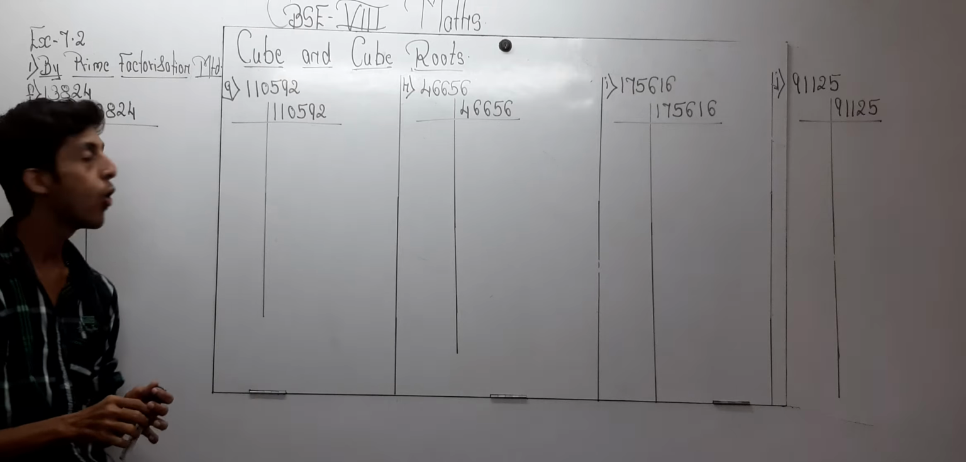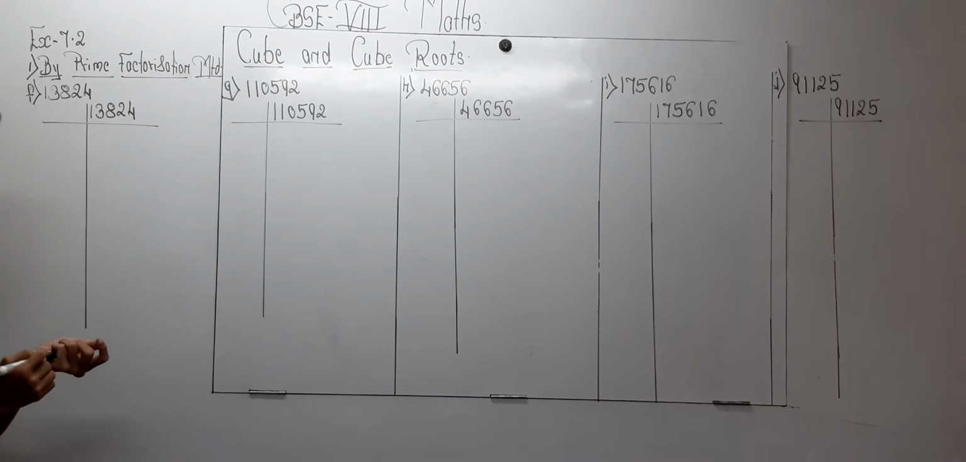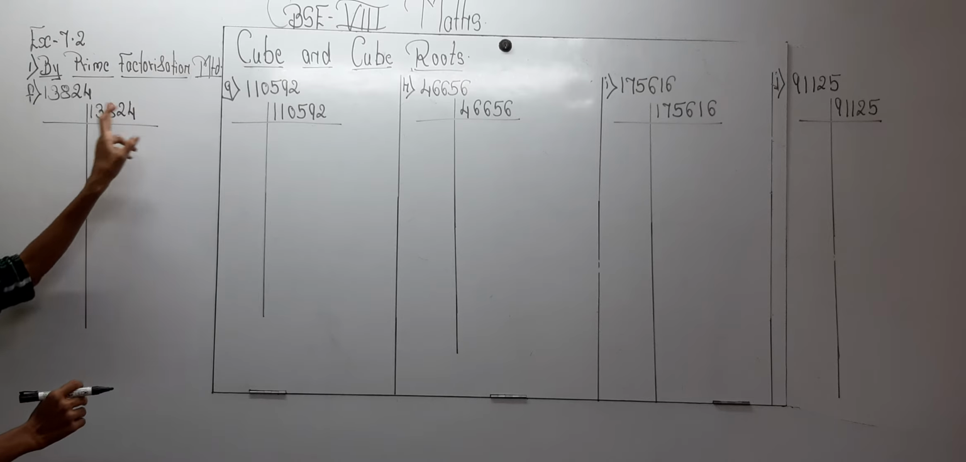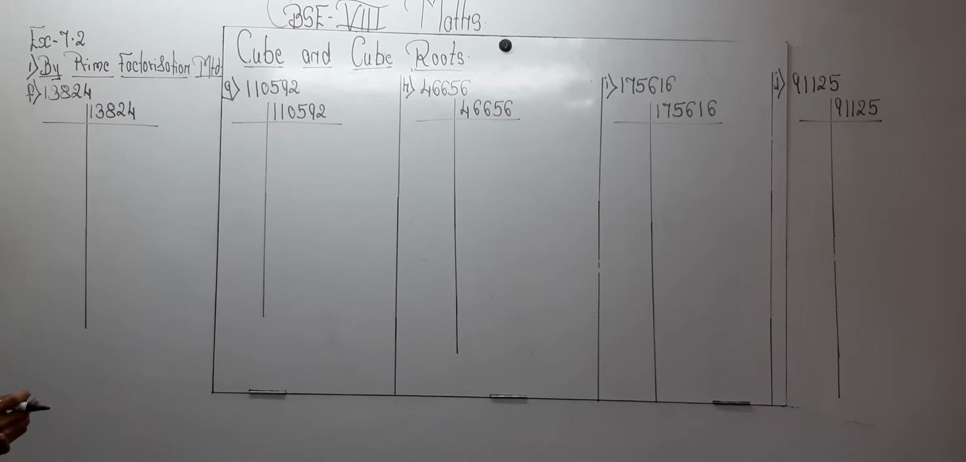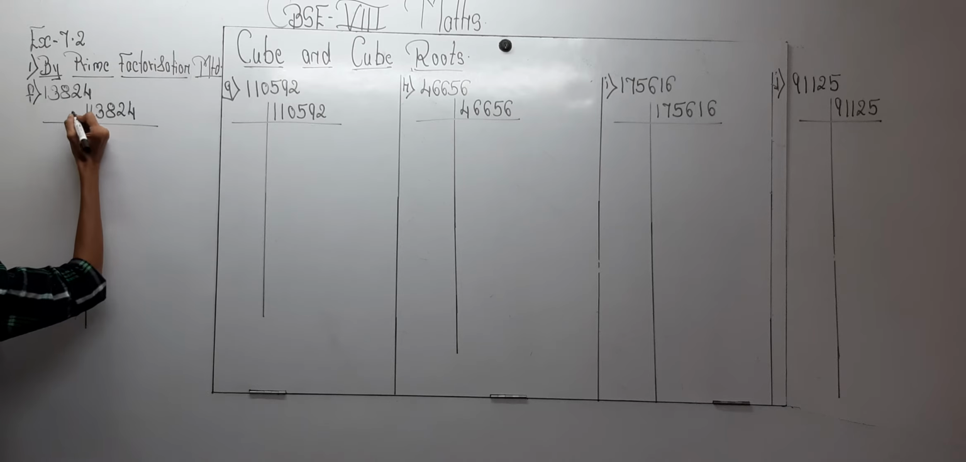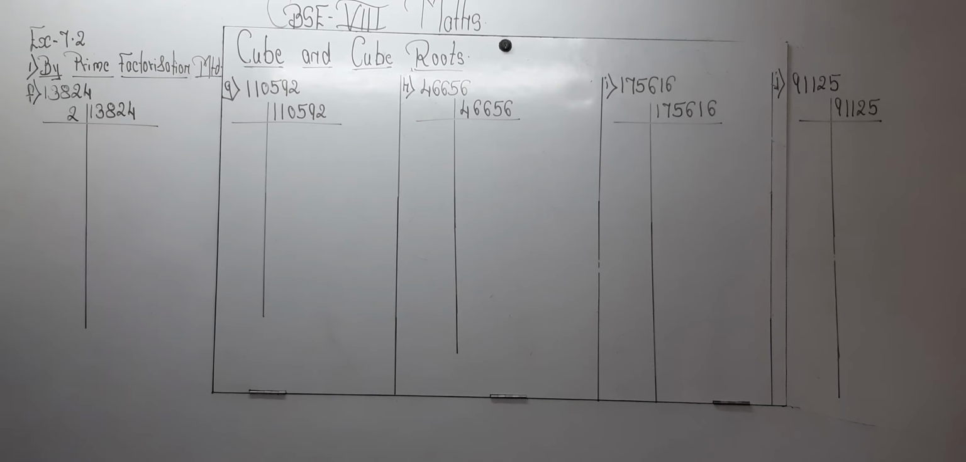Okay, so now question number F. Again the same concept, we have to find by prime factorization method. So the question is 13,824. Starting with 2, because 4 is coming in the table of 2.